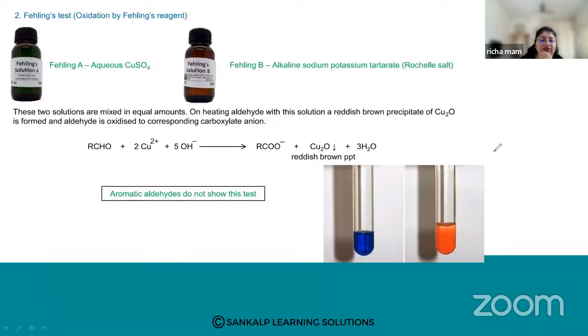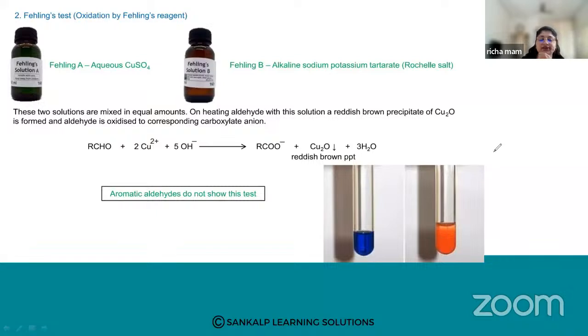Then we have seen reduction to alcohol. Whenever you have a carbonyl group, it will give you alcohol. If you have aldehydes, it will give you primary alcohol. If you have ketones, it will give you secondary alcohol. Which were the reducing agents which we have seen? One is sodium borohydride and the second is lithium aluminum hydride. Sodium borohydride is a weak reducing agent and lithium aluminum hydride is a strong reducing agent.